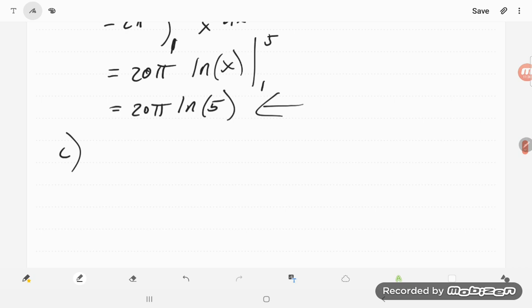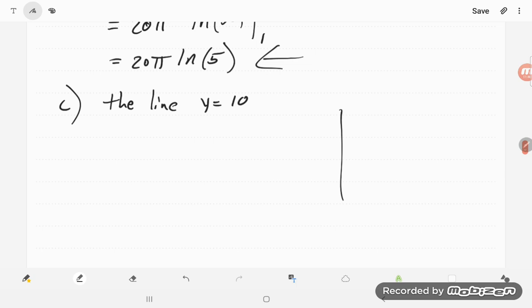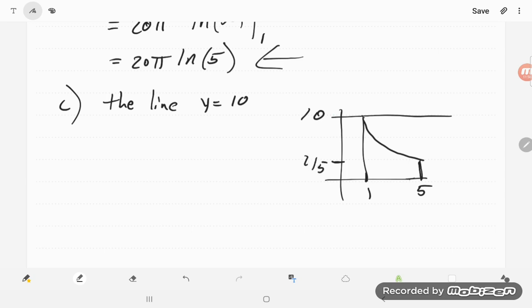Part C. C finally is the line y equals 10. Okay, so again, remember our picture is this thing kind of comes down from 10. So there's 10. There's 1. And goes over here to 5. And the bottom of that was 2/5. So we want to rotate around this thing. This is a good question, right?